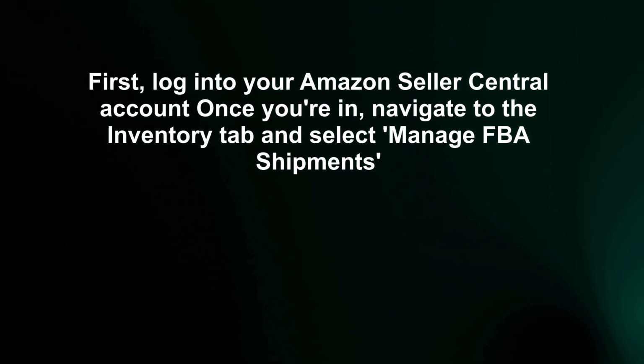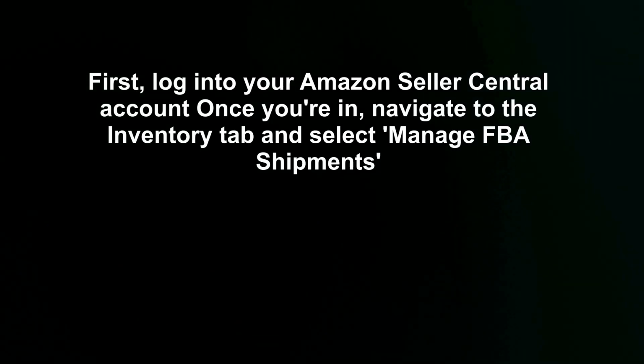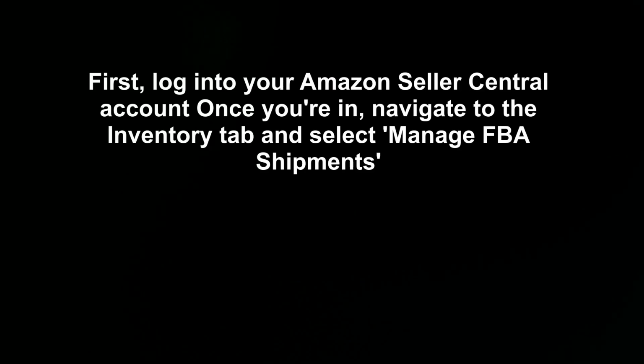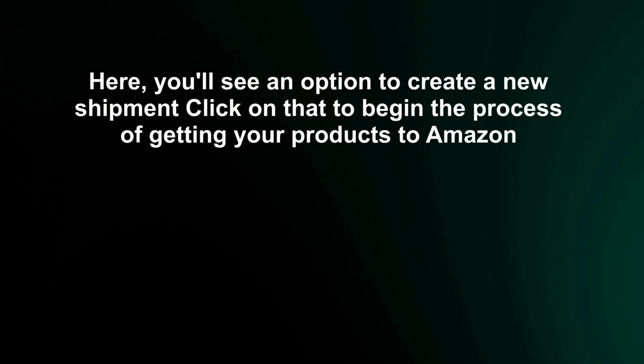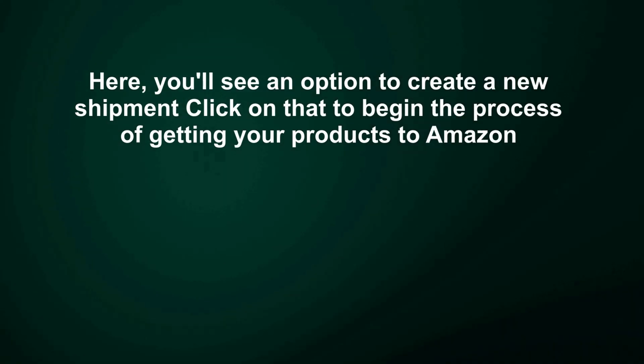First, log into your Amazon Seller Central account. Once you're in, navigate to the Inventory tab and select Manage FBA Shipments. Here, you'll see an option to create a new shipment. Click on that to begin the process of getting your products to Amazon.